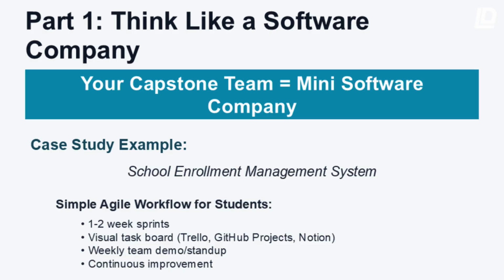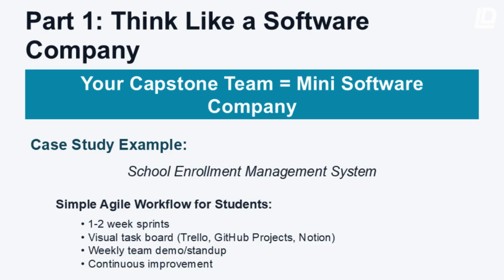Here's a simple Agile workflow adapted for students. First, work in 1 to 2 week sprints. A sprint is just a focused work period with specific goals. Second, use a visual task board. Tools like Trello, GitHub Projects, or Notion let everyone see what needs to be done, what's in progress, and what's completed. Third, hold a weekly 15-minute stand-up meeting. Everyone shares what they did, what they're working on, and any blockers they're facing. Fourth, practice continuous improvement. After each sprint, reflect on what worked and what didn't. This is how real tech companies operate. And this is how your capstone team should operate.